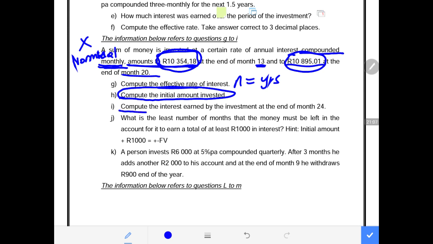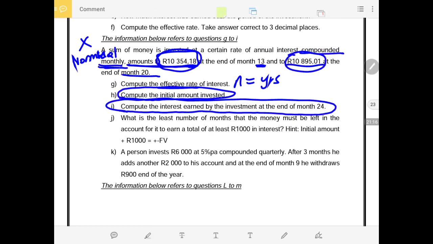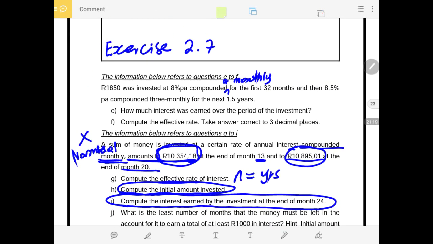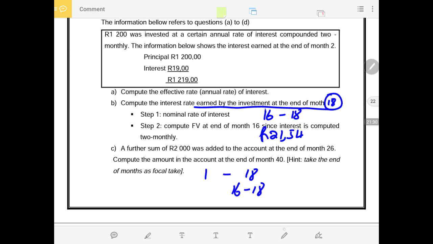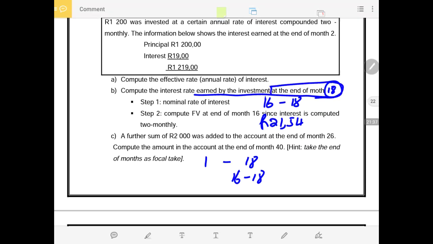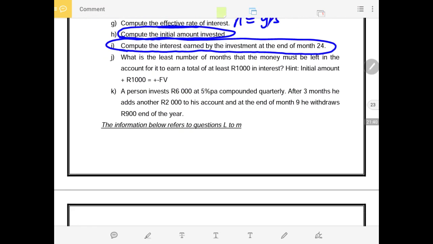It says compute the interest earned by the investment at the end of month 24. Take note, at the end of month 24, not for the period. If you remember in one of the previous questions, they said we need to compute interest that was earned over the period. And previously they said for the month. Now, in other words, this question is bringing us back again. The interest earned at the end of month 18 is exactly the same question that we are in now.